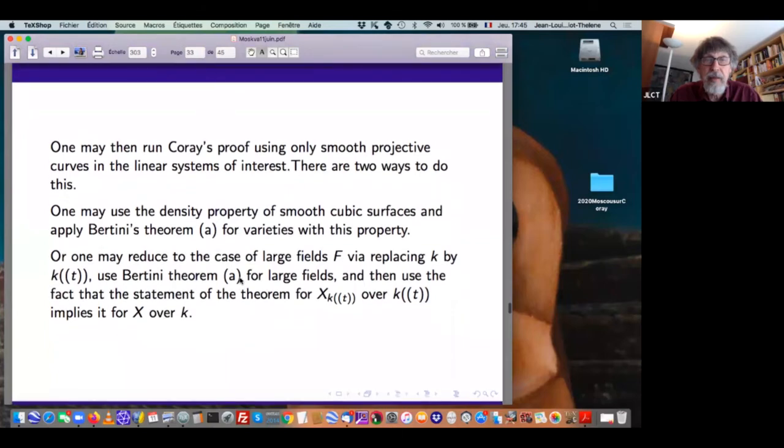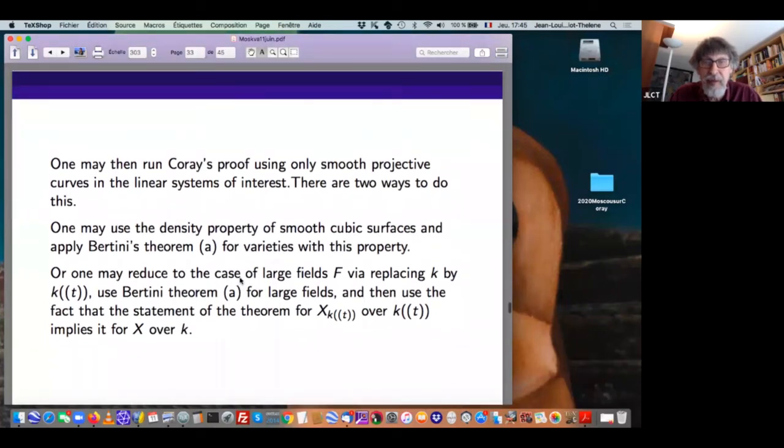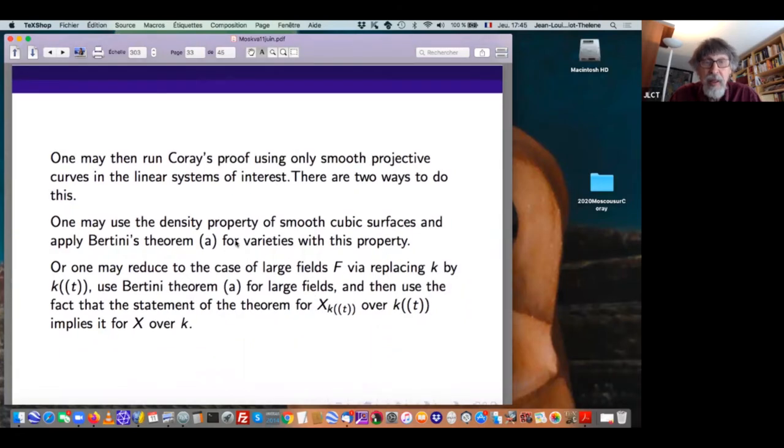Once equipped with these Bertini theorems, one can run Coray's proof using only smooth projective curves in the linear system of interest. Because there are two types of Bertini theorem, there are two ways to do this. One may use the density property of smooth cubic surfaces, that is, as soon as they have a rational point, the rational points are Zariski dense, and then apply Bertini's theorem A for varieties with this property. Or one may reduce to large fields by replacing K by K((t)), use Bertini's theorem A for large fields, and then use the fact that the statement of the theorem for X over K((t)) implies it for X over K by these easy statements I just wrote down.